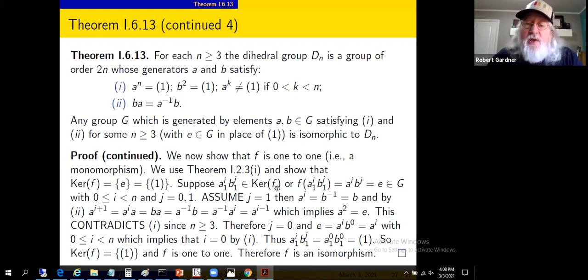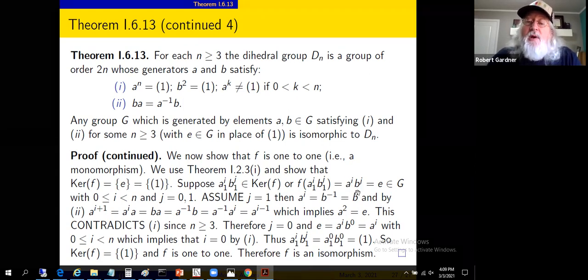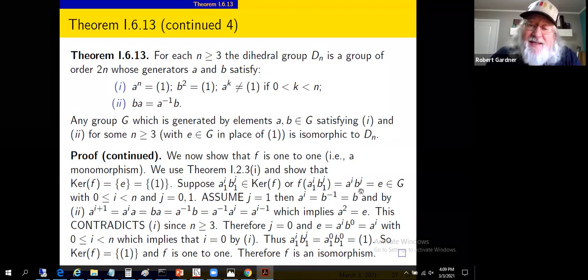So take this to be in the kernel. What does F do to these things? It maps them to A to the I, B to the J. It drops the subscripts. Being in the kernel means this thing must equal the identity. So saying we have an element of the kernel ultimately means we have this kind of relationship between the A's and the B's.